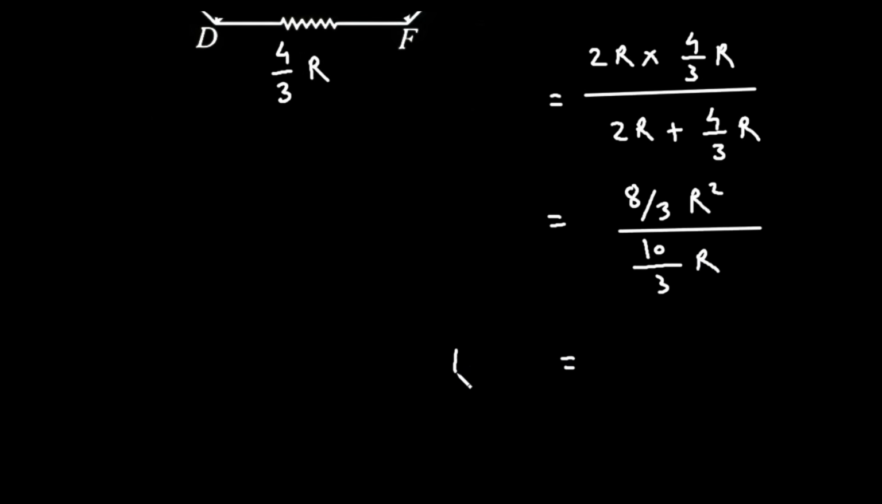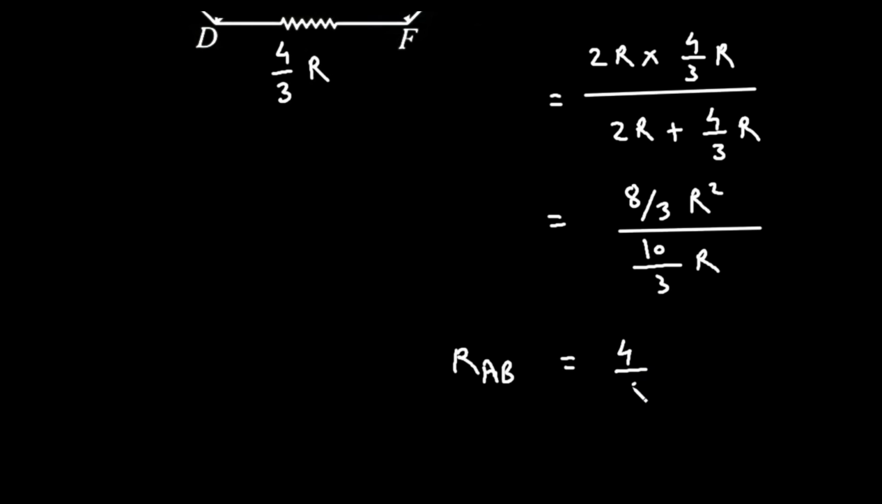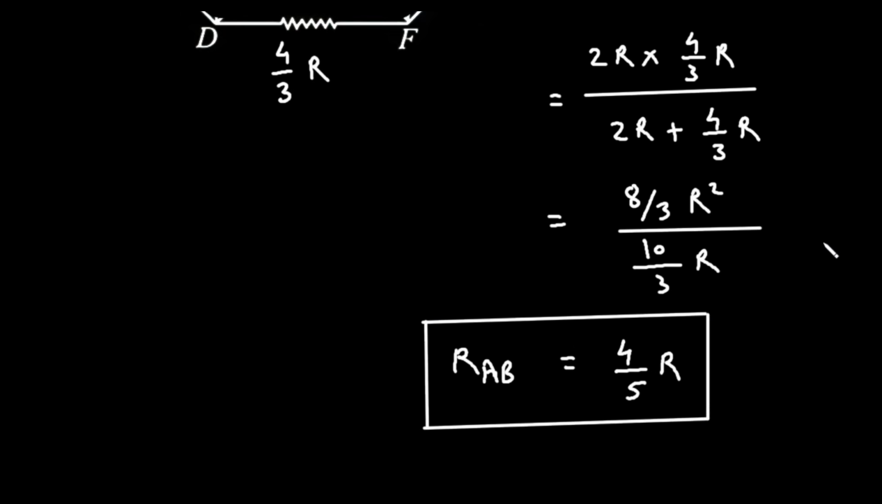So therefore our final answer for RAB will be, this R and this R square will get cancelled. So 8 divided by 3 upon 10 divided by 3. So it is 4 by 5 into R. So this is the final answer for this problem.